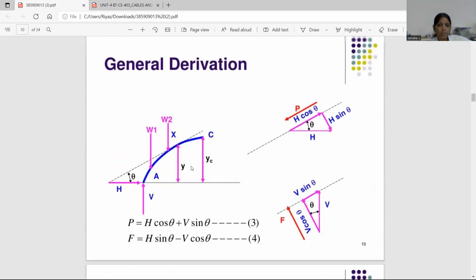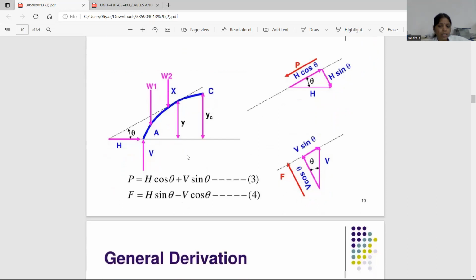At point A, the horizontal force and the vertical force, W1 and W2, act at angle theta. The rise is y, the central rise is yc, and x is the distance of the section, with coordinates x and y. So the normal thrust P equals H cos theta plus V sin theta, and the radial shear force F equals H sin theta minus V cos theta.